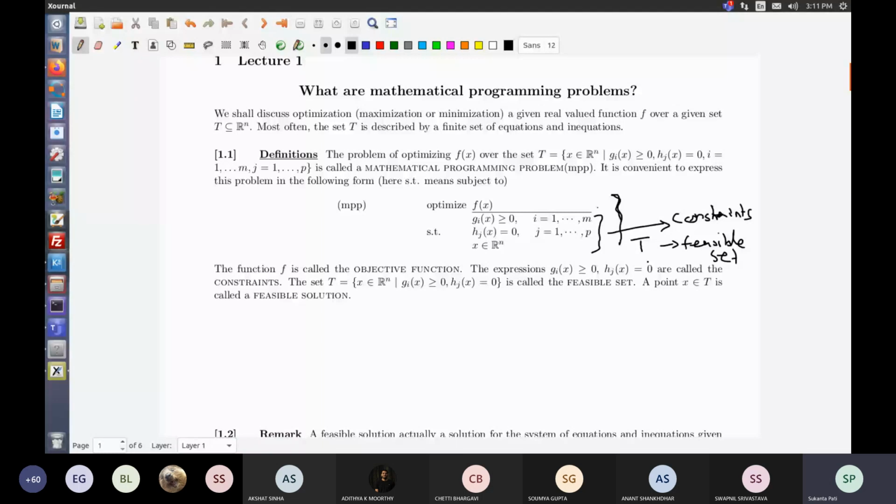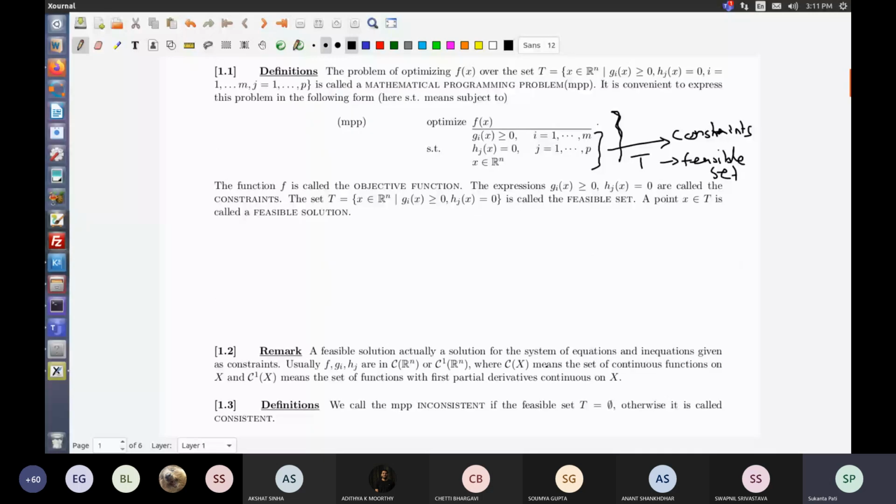Sometimes that set is empty. If the set is empty, then it is called an inconsistent problem, so you don't really have to do anything. And this one is called the objective function. And these are called constants. So this is the objective function, feasible set, feasible solution.